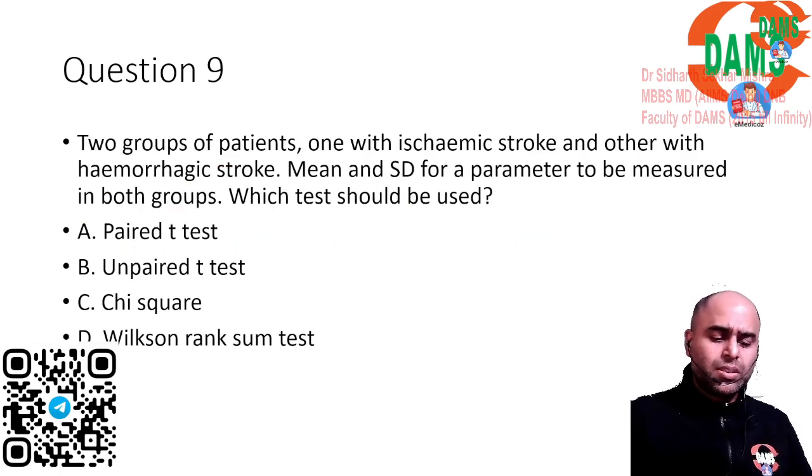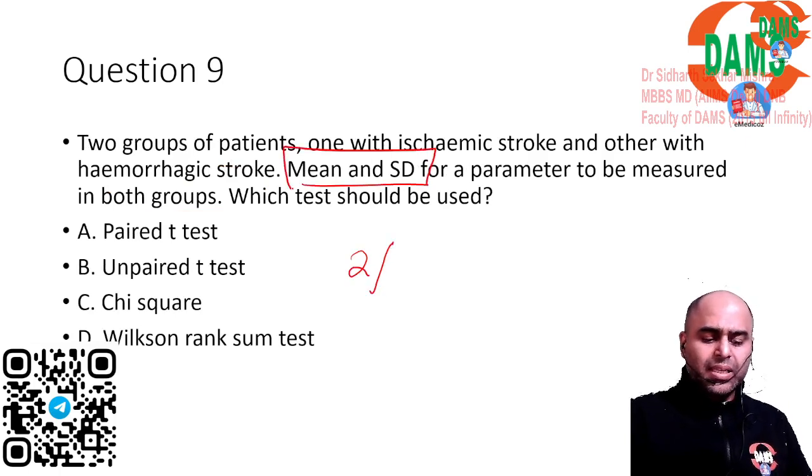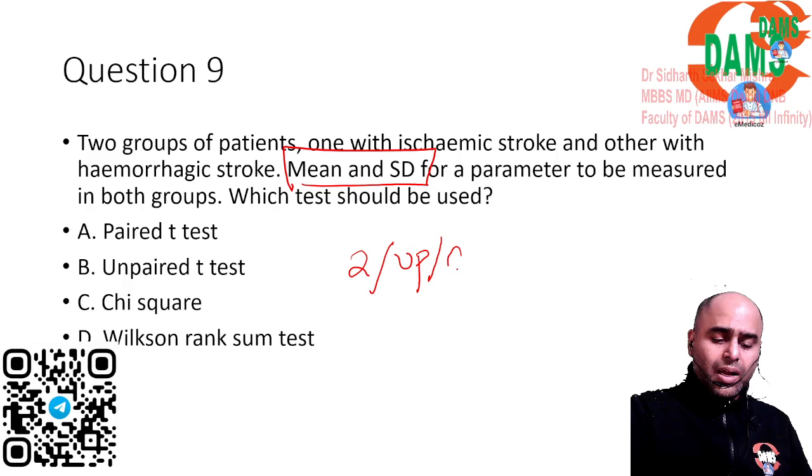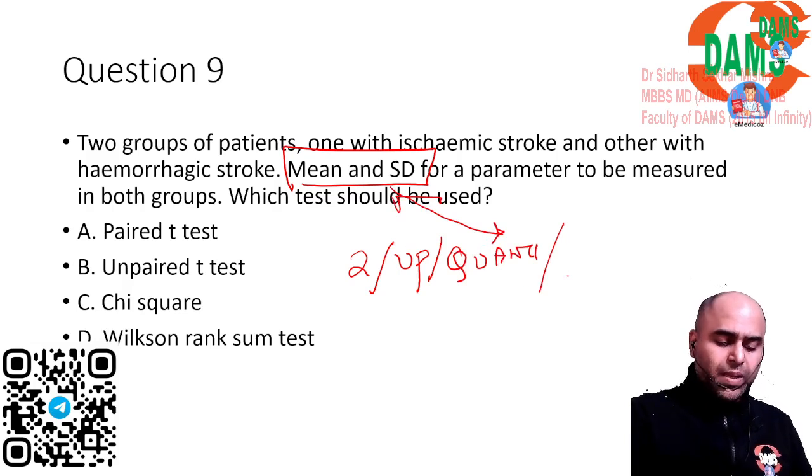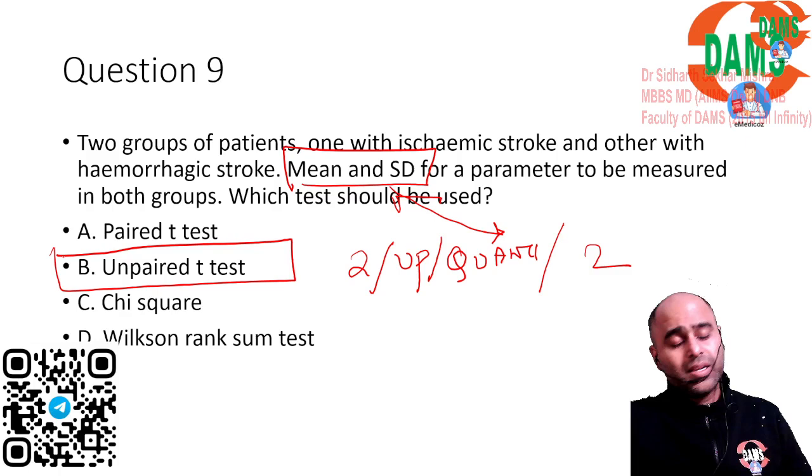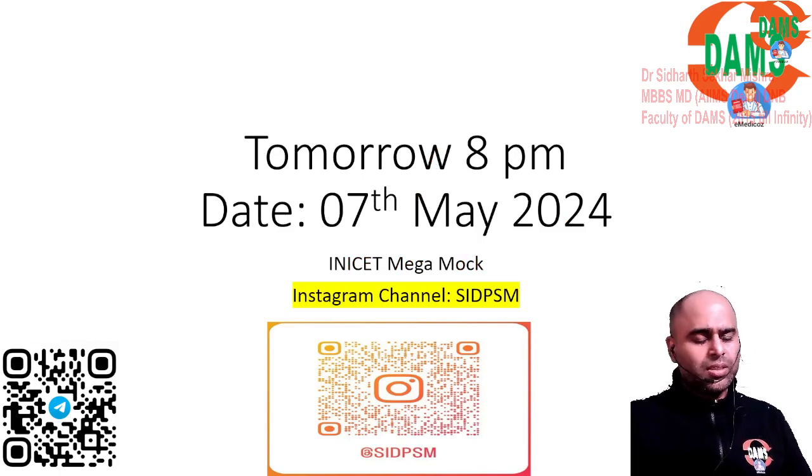Two groups of patients, one with ischemic stroke and the other with hemorrhagic stroke, mean and SD. So it is unpaired. Again, it is quantitative because mean and SD typically talk about a quantitative variable. So this becomes unpaired t-test. Guys, whenever questions come from statistical tests, they come in bunches. This is all for the discussion.